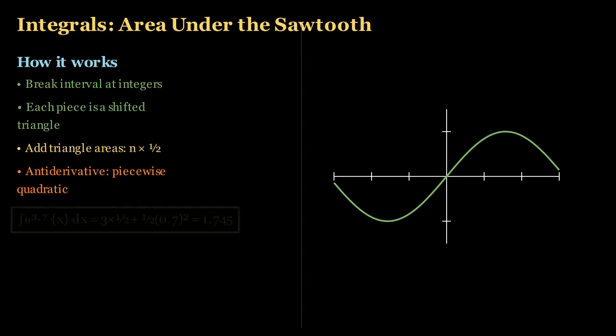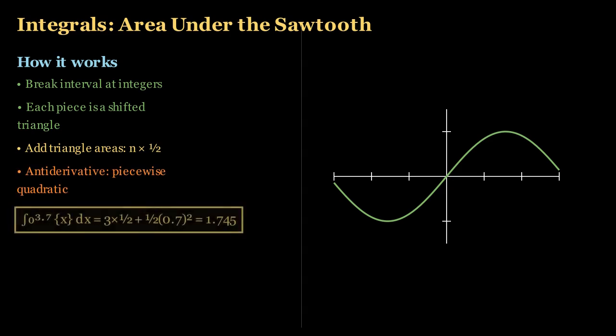This adding up process builds the antiderivative, a function that gives the accumulated area from 0 to x. Its formula is a piecewise quadratic. For x between 0 and 1 it's x squared over 2. For larger x, it's the number of full periods times 1/2 plus the leftover triangle area.